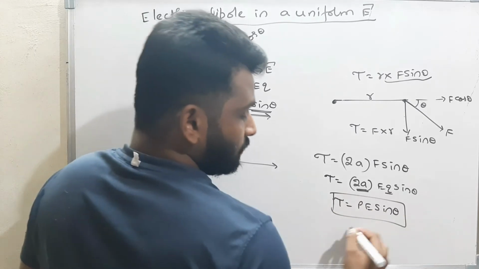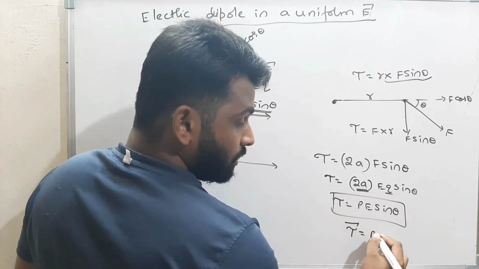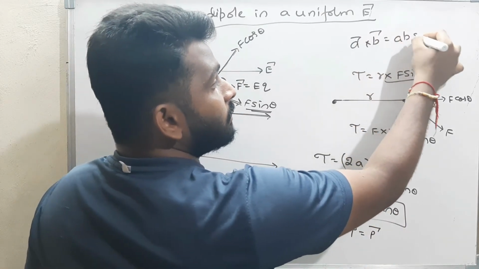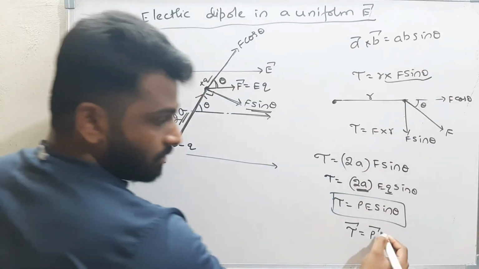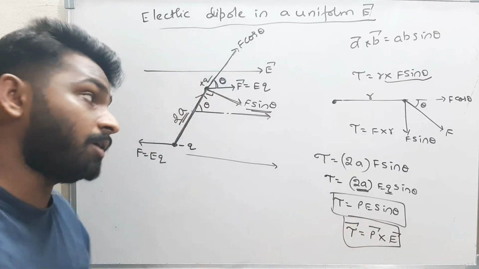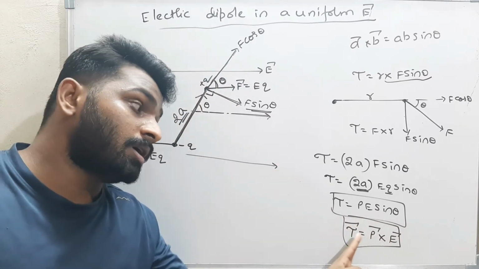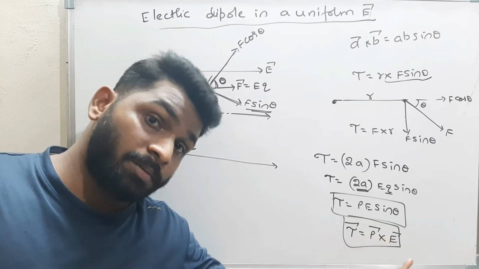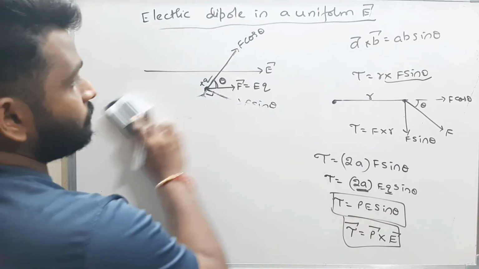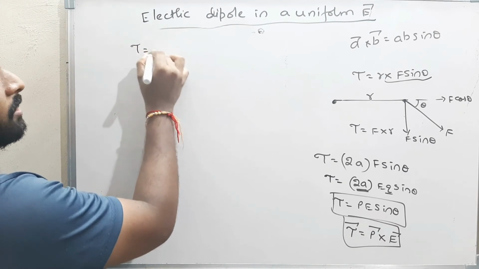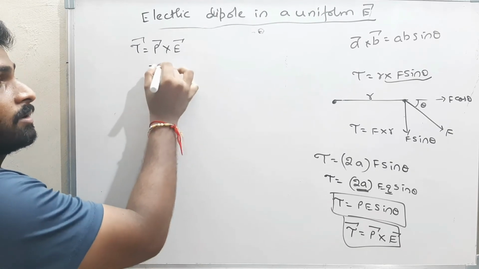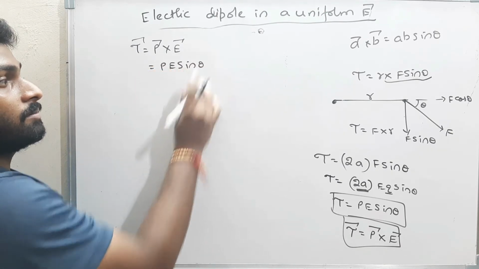Therefore, I can write that the torque is a vector quantity. Therefore, torque is equal to P bar cross E bar. PE sin theta means A bar cross B bar, that is nothing but AB sin theta. Therefore, that is nothing but P bar cross E bar. Therefore, the torque acting on a dipole when I place it in a uniform electric field is torque equal to P bar cross E bar. That is nothing but PE sin theta. Please remember that. What's the torque? The torque is P bar cross E bar. That is nothing but PE sin theta.